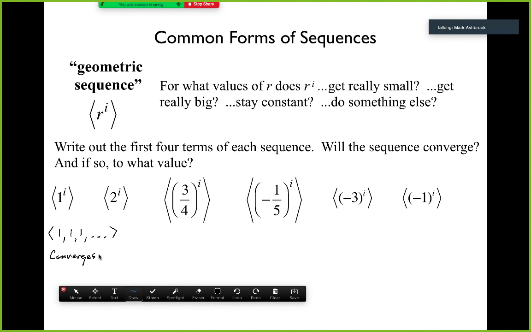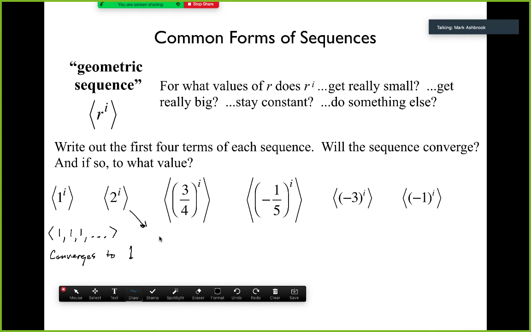Does it hone in on a particular value? Does it get indistinguishably close to a value? Yes, 1, right? So that converges to 1. It unmistakably converges to 1.